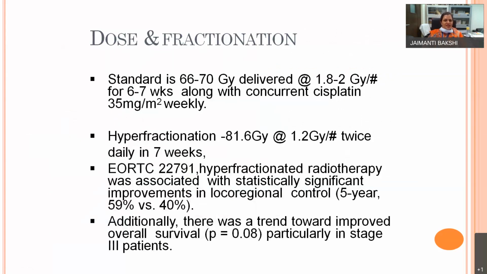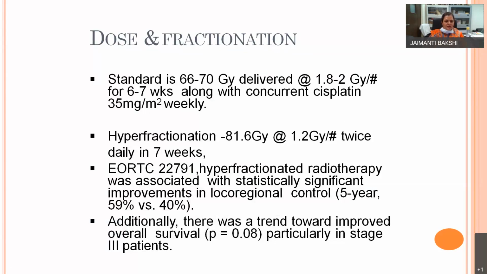So what is the dose of radiation and fractionation schedules which are used for oropharyngeal cancer? Standard dose is 66 to 70 grays, delivered at the rate of 1.8 to 2 grays per fraction for 6 to 7 weeks, along with concurrent cisplatin, 35 milligram per meter square weekly. This is the standard radiation protocol.